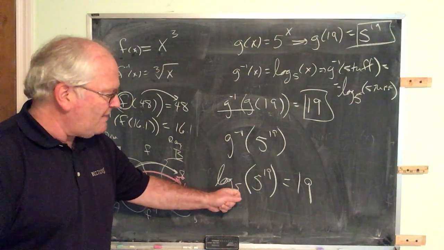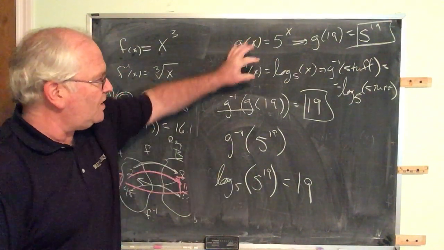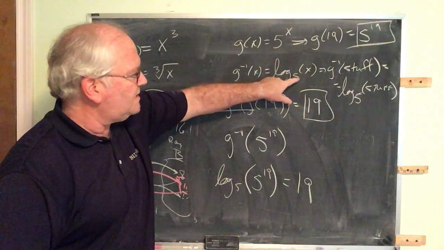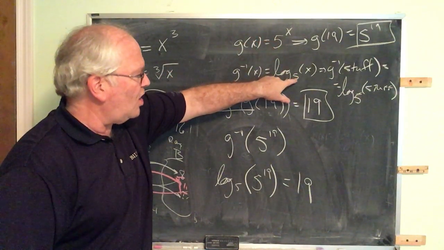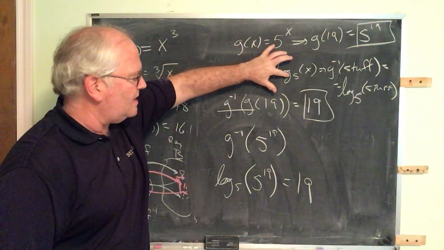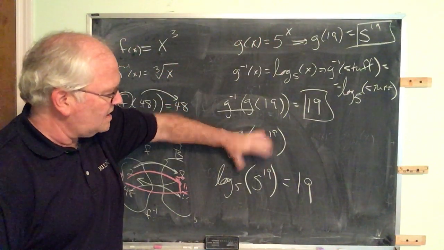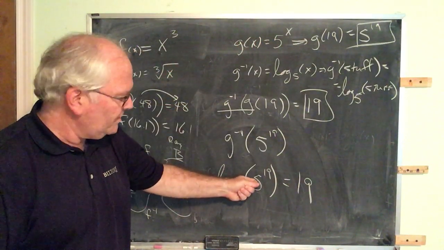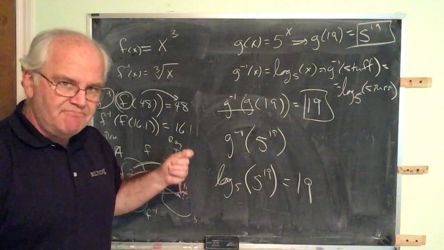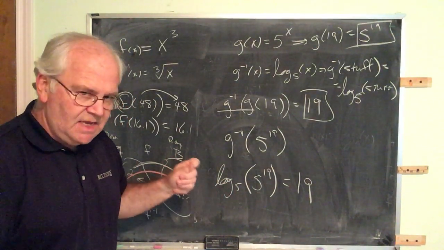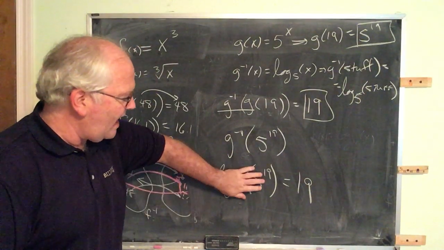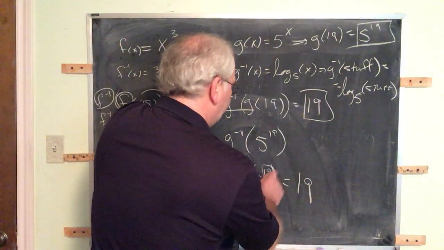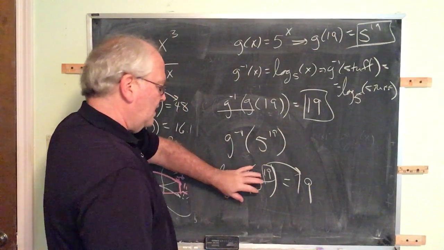This gives rise to our next principle. There's nothing magic about log base 5 and 5 to the x. We could have started with 6 to the x and log base 6, or 9 to the x and log base 9. We could have started with any base, and this would still be the case. When you apply an exponential and then a logarithm immediately in sequence, that's the key, immediately, they cancel, and the result is the argument.